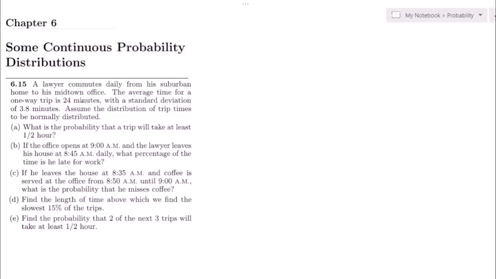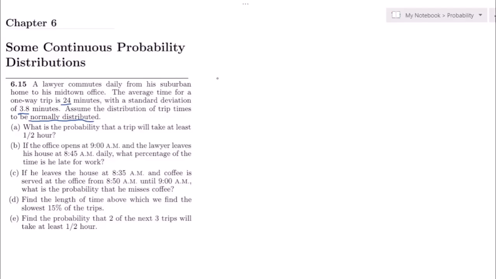Welcome back, guys. This is question 6.15, and the statement of this question is: a lawyer commutes daily from his suburban home to his midtown office. The average time for a one-way trip is 24 minutes with a standard deviation of 3.8 minutes. Assuming the distribution of trip times to be normally distributed.